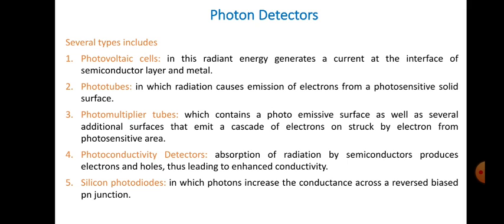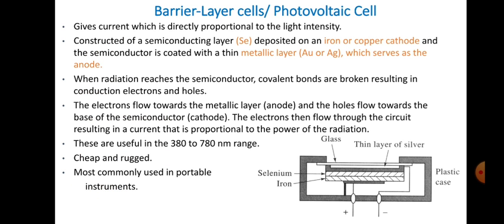Then, in the photoconductivity detector, absorption of radiation by semiconductors produces electrons and holes, thus leading to enhanced conductivity. Then there are silicon photodiodes, in which photons increase the conductance across a reverse biased PN junction. This is the brief idea about the several types of photon or quantum detectors.